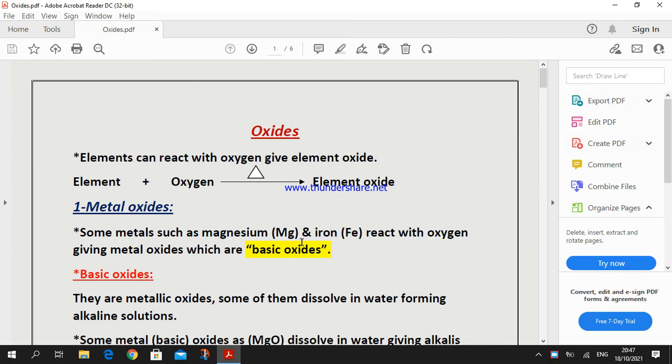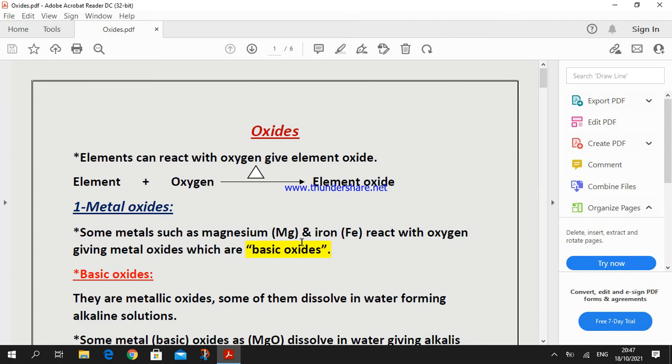Today, we will talk about oxides. Oxides are a type of compound produced due to a reaction of an element with oxygen. And we know that oxygen is a very active element that can react with most elements to give us element oxides. So, most elements can burn in the presence of oxygen, giving us element oxide.